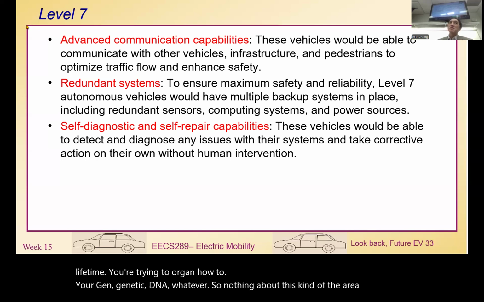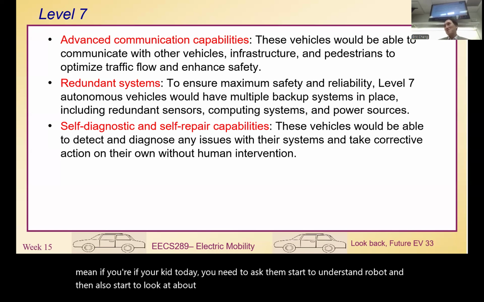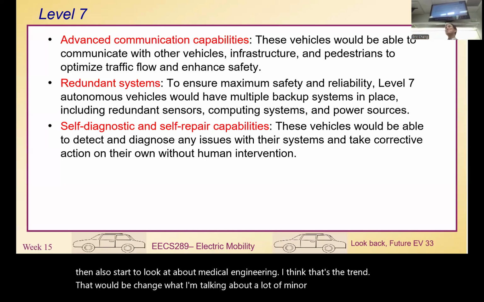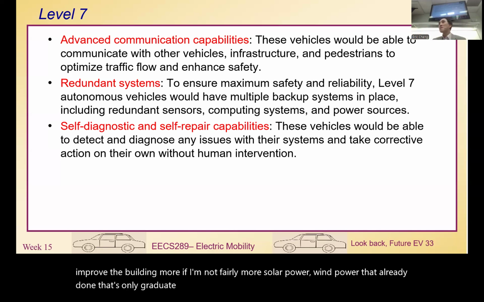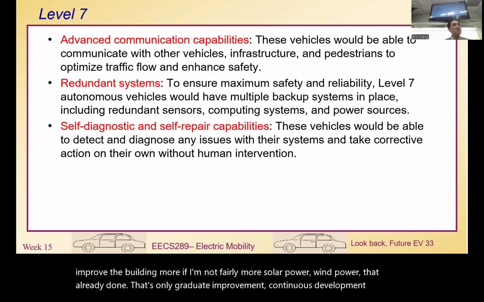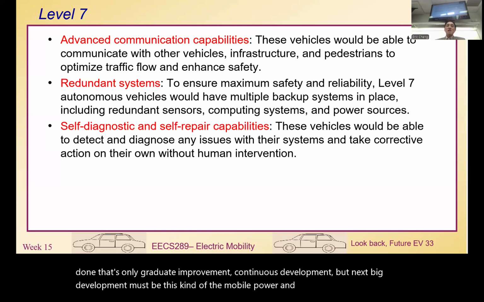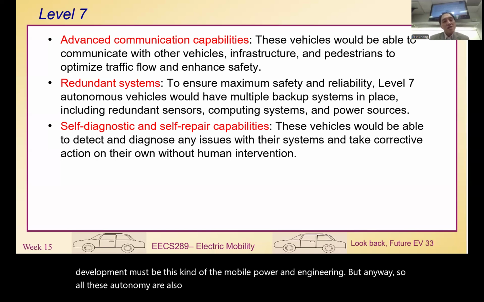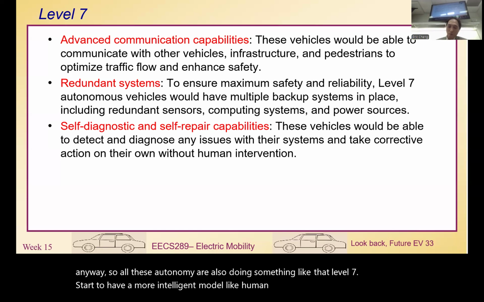So that means if your kid, today you need to ask them to start to understand robot, and then also start to look at biomedical engineering. I think that's the trend. That will be a change. What I'm talking about is not a minor change. Not like trying to improve the building to be more environmentally friendly, more solar power, wind power. That's already done. That's only gradual improvement, continuous development. But the next big development must be this kind of robot and bioengineering. But anyway, all this autonomous vehicle is also doing something like that. Level 7 starts to have a more intelligent, more human-like vehicle. That's what we look into.